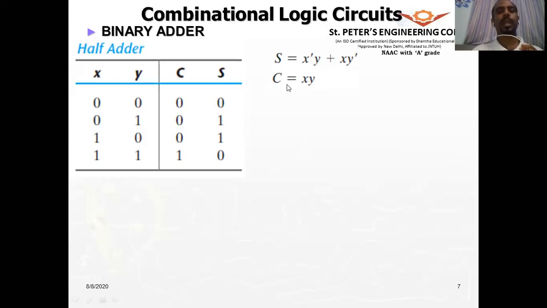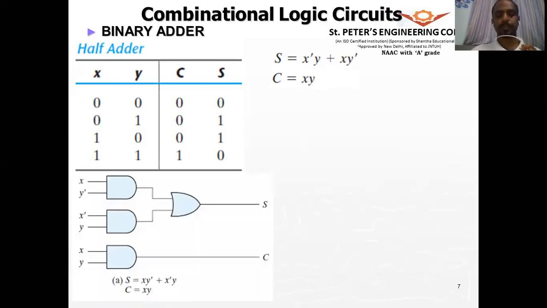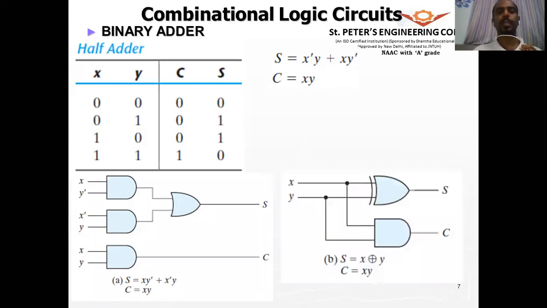When is the carry equal to 1? When both are equal to 1. So that means it is an AND gate. So we can realize the sum and the carry by using these two functions. This is using the basic gates. Now if you want to simplify this, from the direct equation we see that it is an XOR function here and an AND function.